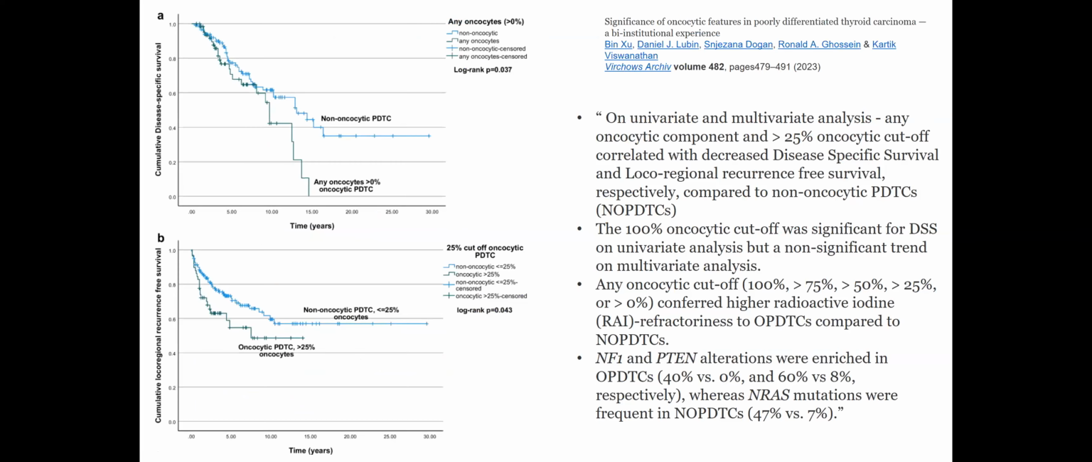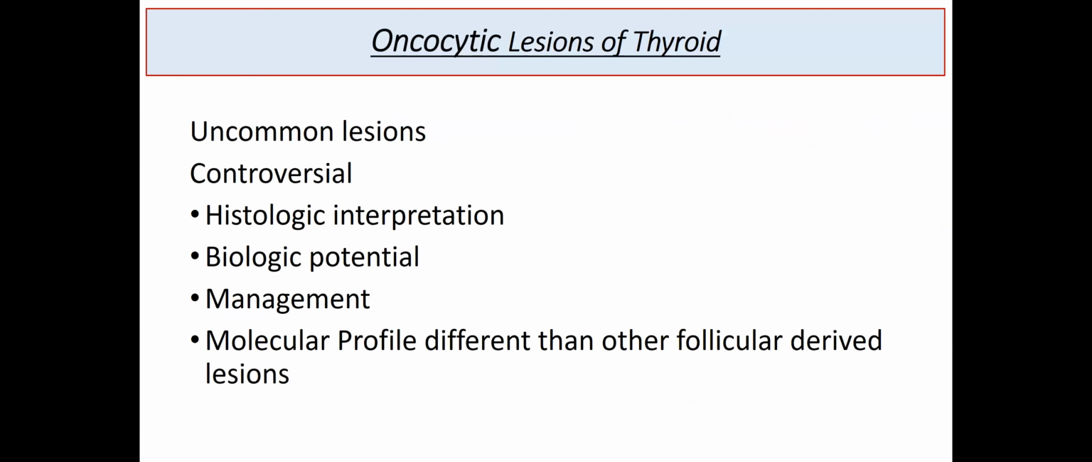This is a recent study that came from Memorial, and they said if you are taking a poorly differentiated carcinoma, any form of oncocytic change was associated with decreased disease-specific survival and higher chances of local regional recurrence. So oncocytic cells are bad when seen in tumors, but you can also see them in benign conditions.